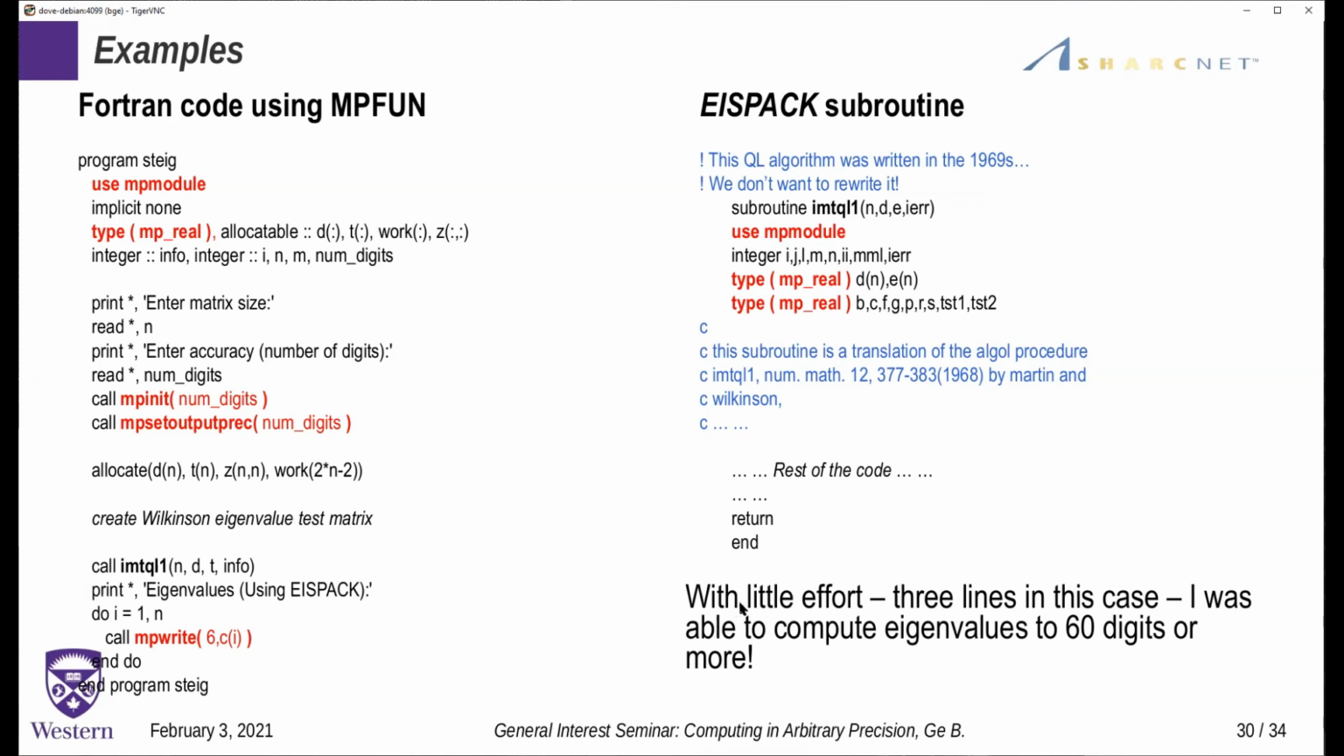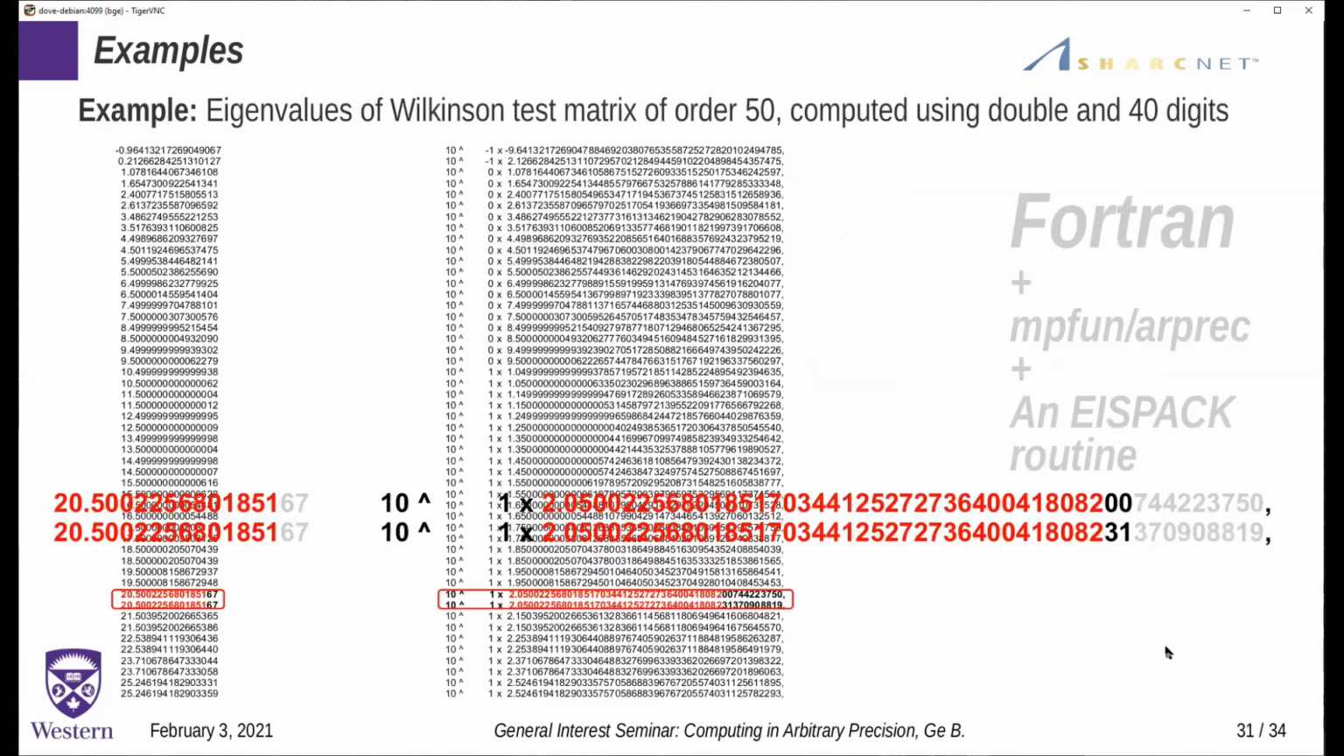This code, the algorithm was written in 1969, older than perhaps any of us. So with very little effort, only 3 lines in this case, I was able to compute eigenvalues to 60 digits or more. So here's the output. On the left-hand side, it was using double precision.